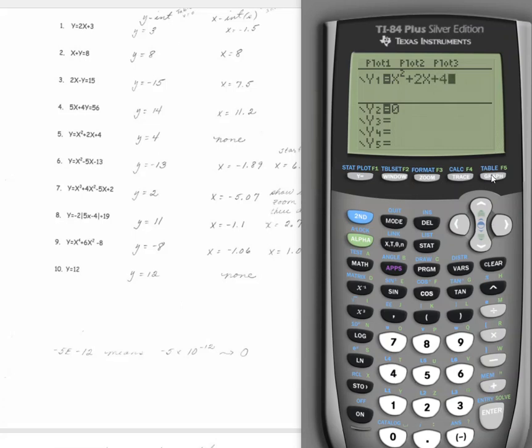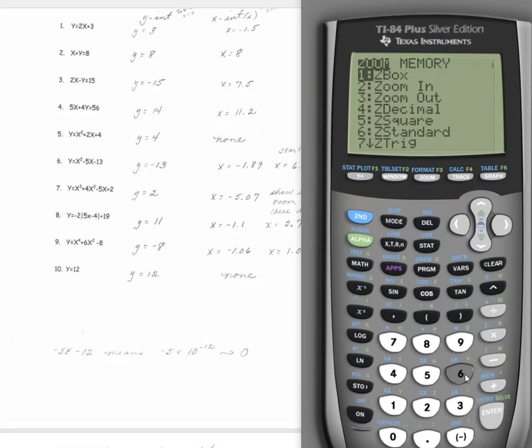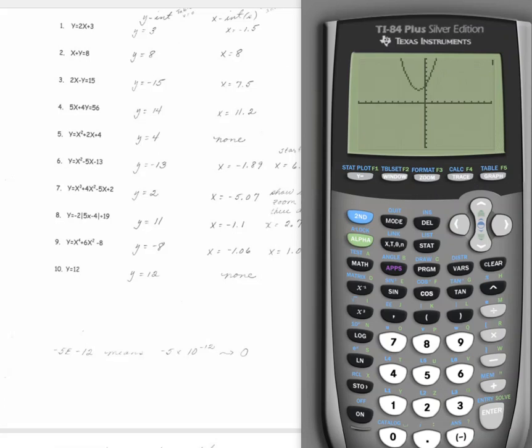We'll hit graph. Well, I'm going to do a zoom 6. I'm going to get back to normal. Well, what do we notice? This parabola is up in the air. Is he ever going to hit this line? He is not. So there is no real solution here. There's no x-intercept. There is a y-intercept. We can go to second table, and we find that it is 4.